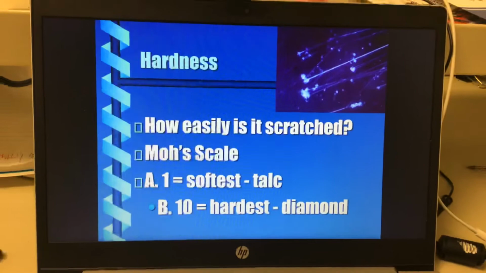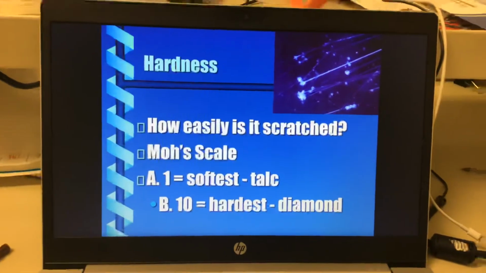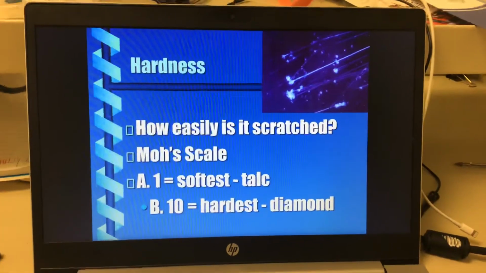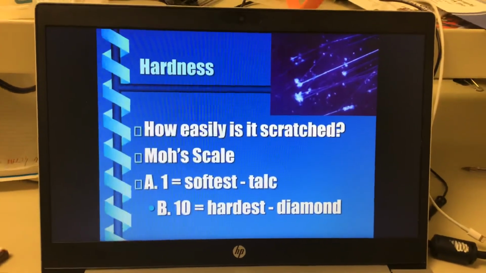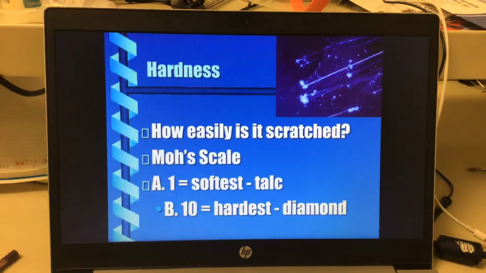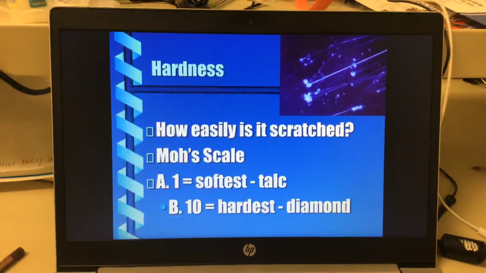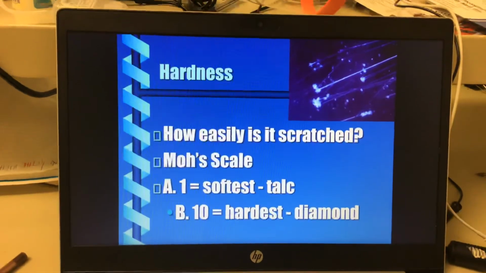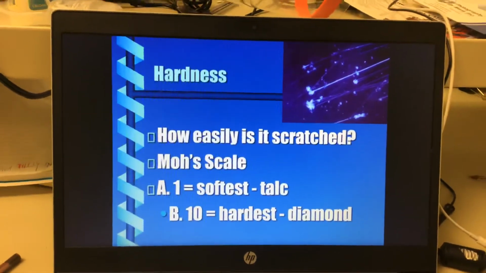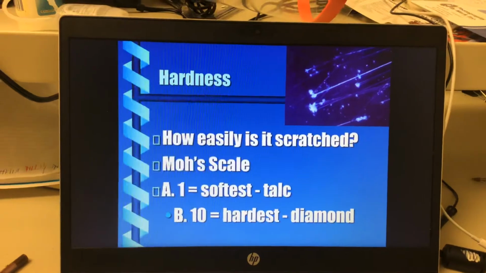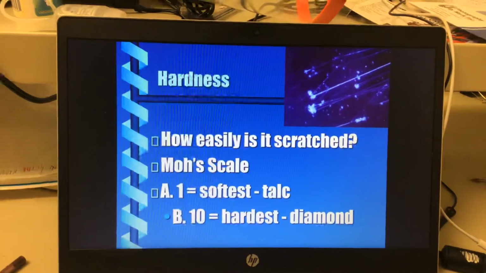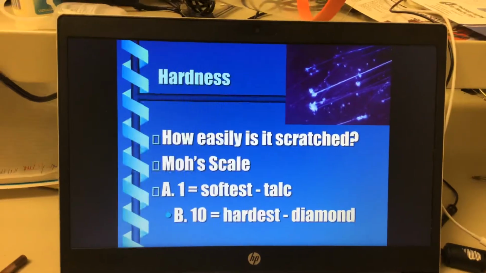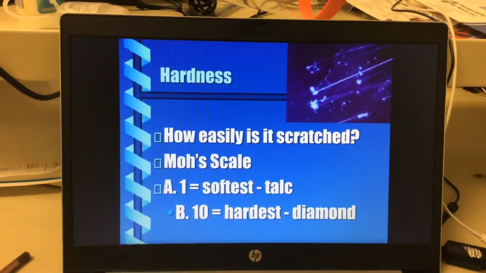I would like you to write this. So we're going to talk about different characteristics of minerals, and we're going to start with hardness. So write down hardness and the first two bullets. Hardness is how easily a mineral is scratched. And we use Mohs scale for that. And I have more on Mohs scale in a minute. But how easily a mineral is scratched, and we're going to use Mohs scale.